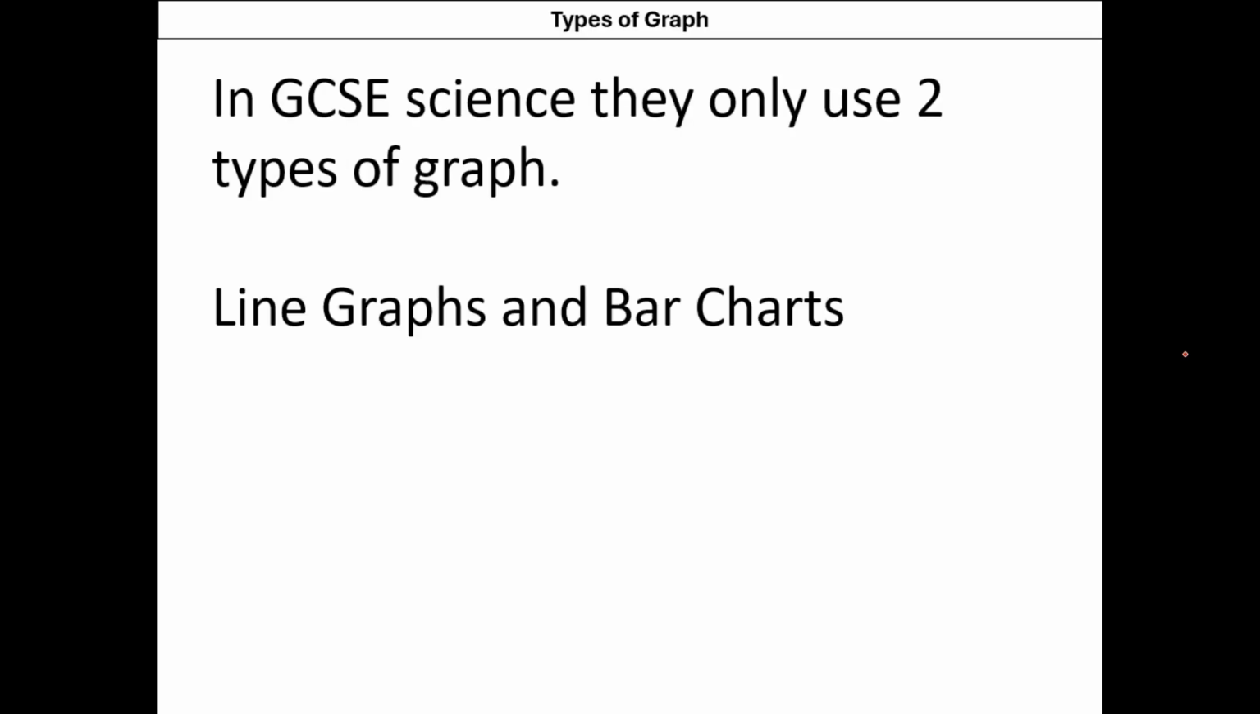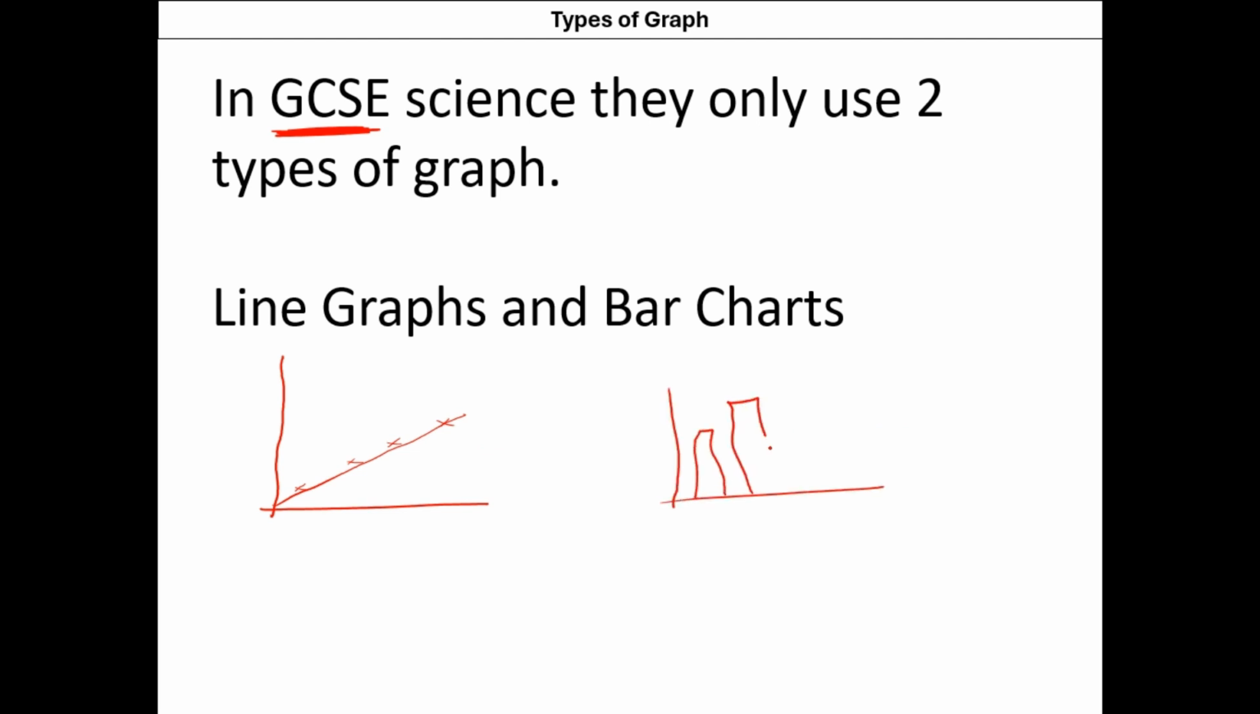Now, the first thing to answer this question is to realise that in GCSE science, there are only two types of graphs you can be asked to draw or asked about. There are loads of types of graphs in the real world, but in GCSE science, we're bothered about line graphs, the ones with the little X's, where you end up drawing a nice, neat line of best fit through them, or a bar chart, where you draw bars up to the correct heights to show how much of something you've got.